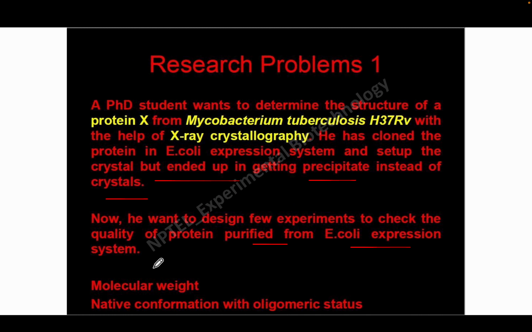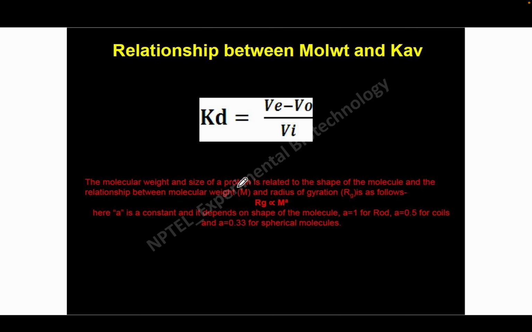What he can do is check the molecular weight of the protein, and what the native conformation is with oligomeric status. When he is purifying, to see whether it's aggregating, he can run a native PAGE, so he can get to know whether it's aggregating and what oligomeric state he is facing. He can do size exclusion chromatography. If it's getting aggregated or getting bigger in size, it will come out early. So that's the principle behind it.